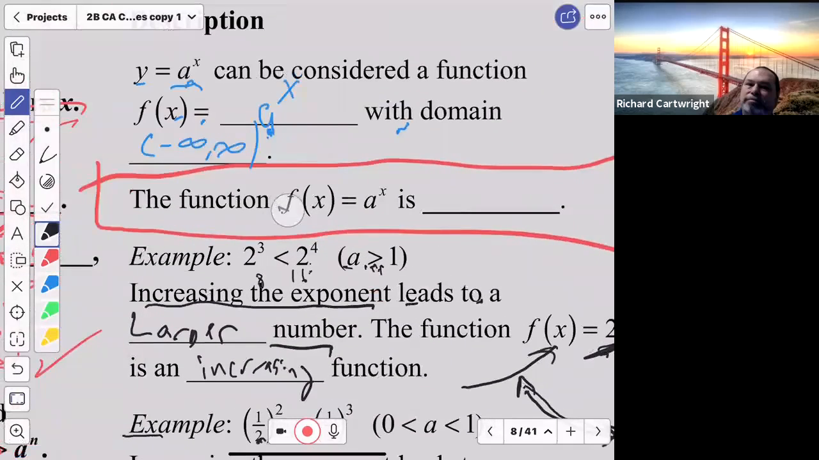The function f of x equals a to the x is, anybody got a word for me I can put in there? Okay, I'm going to make up a word since none of you want extra credit. I'm going to say it's continuous.